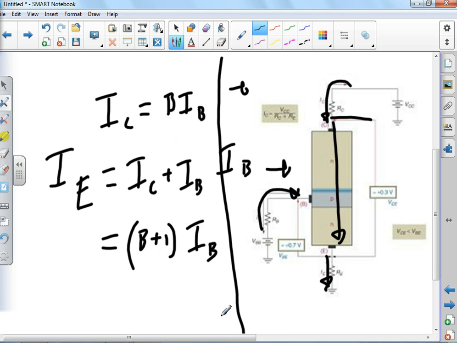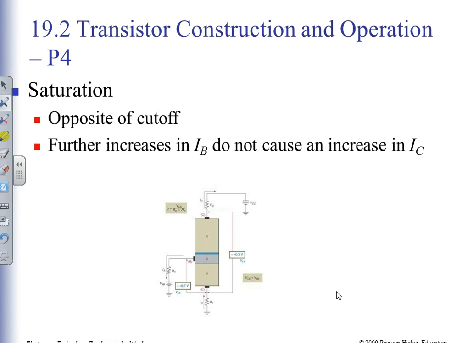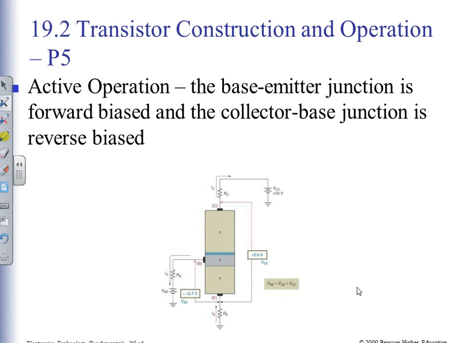Now I'm going to have to know something, and I'm going to know it because I put a meter on it or because I calculate it from something else. We'll figure that out later, if we're lucky. In active operation, I have a little bit of a depletion area, and I'm changing it, and I'm changing the way the currents are going.